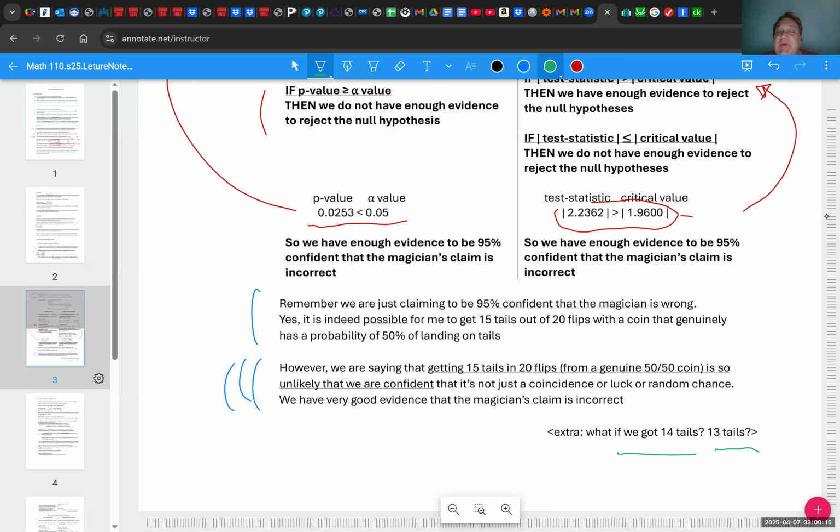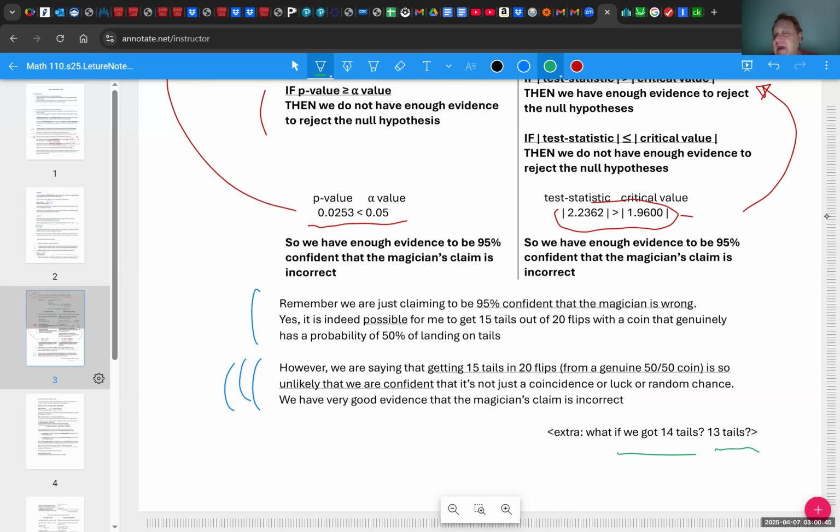I guess most people would say if you have 19 out of 20, that's really probably enough evidence. And we saw here using our statistics that 15 out of 20 actually gives us enough evidence to be 95% confident that the magician's claim is incorrect. I mean, it does give us a 5% chance that we are incorrect, but it's 95% confident. It's pretty darn confident. All right. If we got 14 tails, would that be enough evidence? If we got 13 tails, would that be enough evidence?